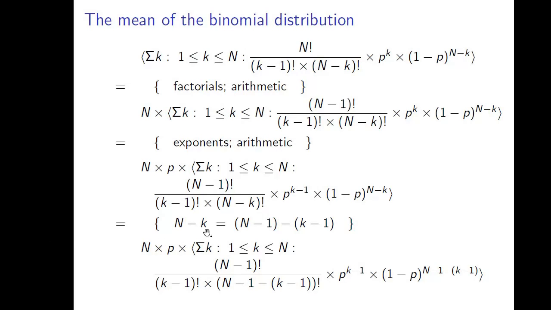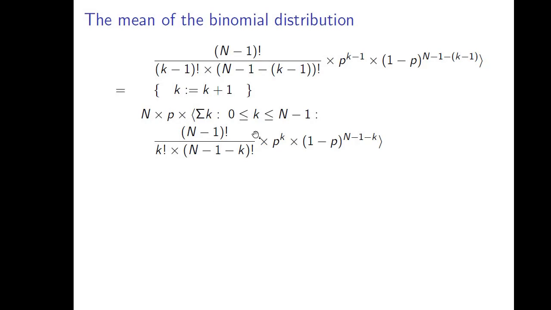Now, n minus k is the same as n minus 1 minus k minus 1, because what we're heading for here is to get an n minus 1 choose k minus 1 binomial coefficient. So we rewrite n minus k like this, and that gives us this expression. Here and here is where we made the rewrite.